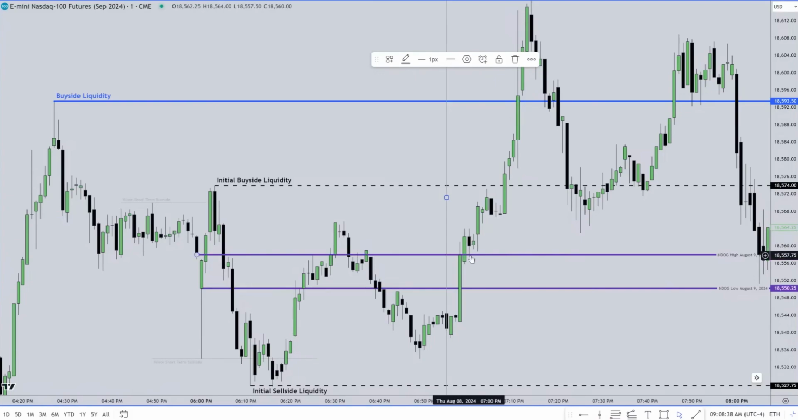Now we're inside the element of time. So the market should displace above this high, relative equal highs, challenge the initial buy side liquidity, and will test and hold to see if it can run above this high.